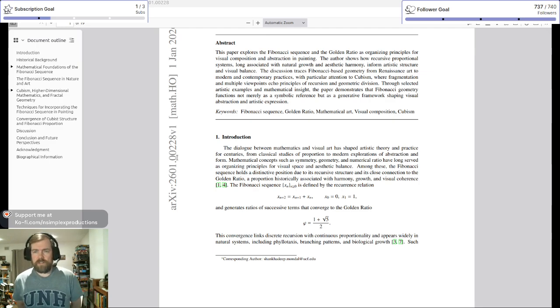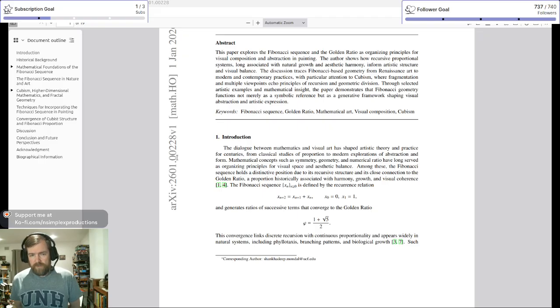Through selected artistic examples and mathematical insight, the paper demonstrates that Fibonacci geometry functions not merely as a symbolic reference, but also as a generative framework shaping visual abstraction and artistic expression.